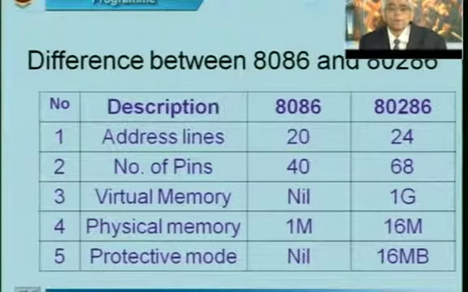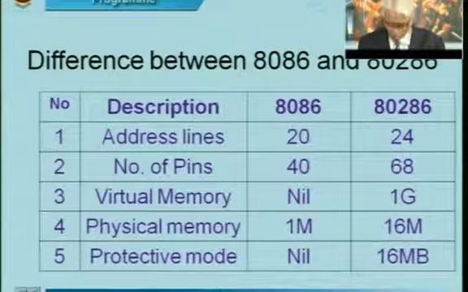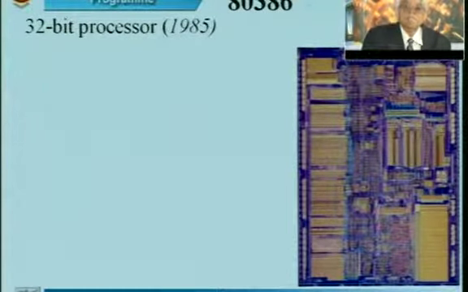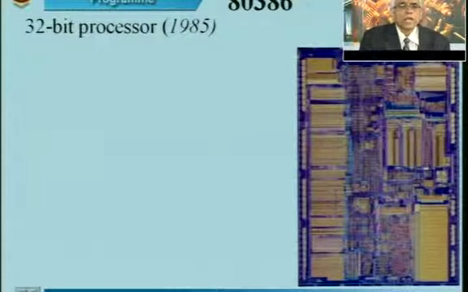80286 can be operated in protected mode, which has 16 MB of memory, as against 8086, which does not have any protection mechanism. Now let us look into 80386.